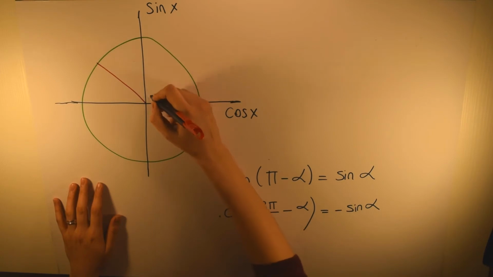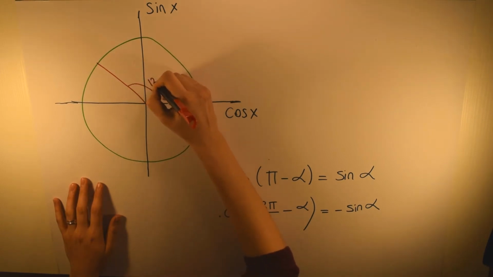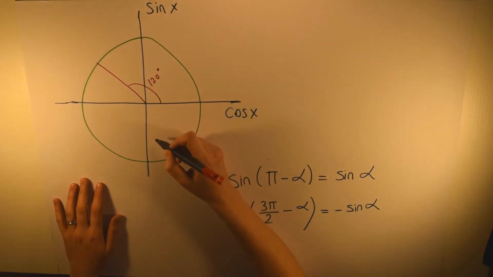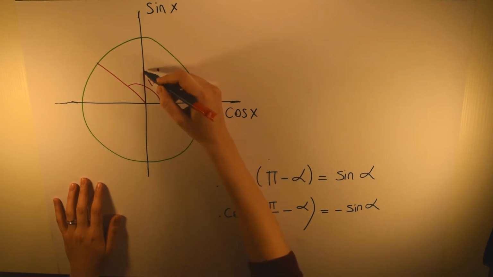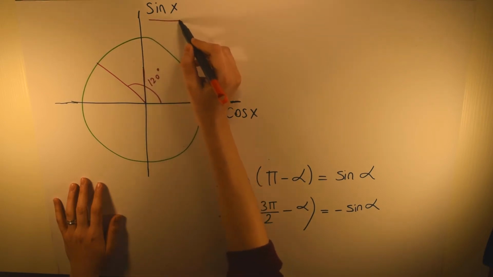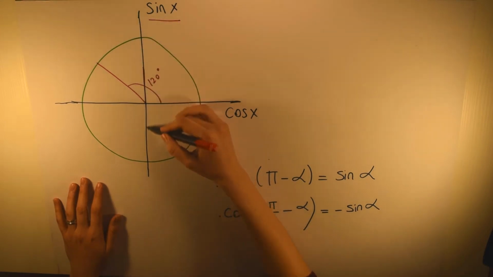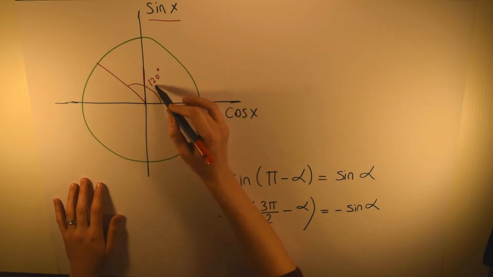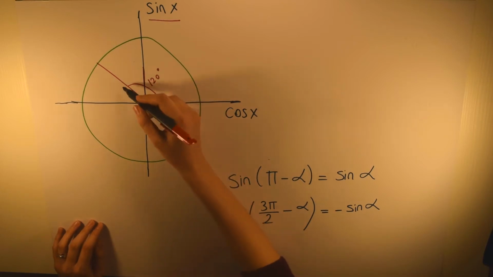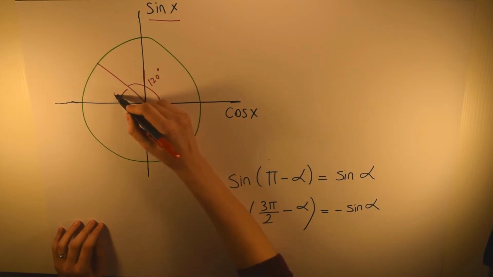Okay, so this is 120 degrees, right? So I need this length, because our angle is on this length, and this is our sine line. That's why we need this length. So how can we find this? If this is 120 degrees, it means that here is equal to 60 degrees, right?